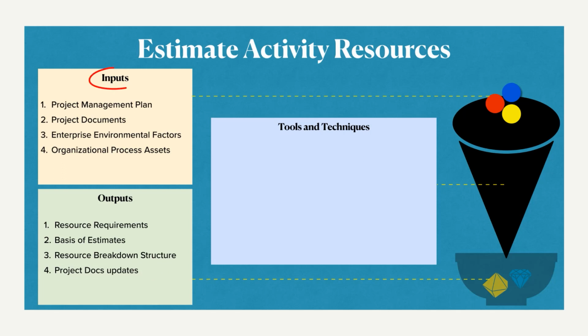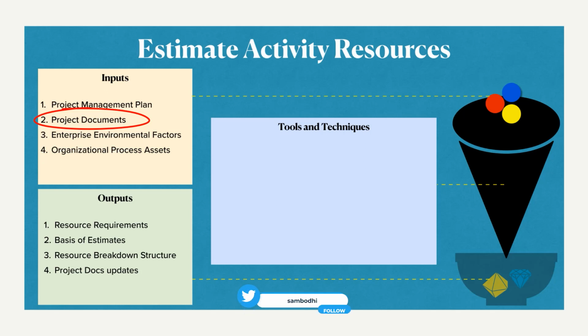So let's see the inputs. The project management plan, of course, an important input for almost all the processes. Here we can make use of the scope baseline, and the resource management plan can be used as a very important input. When we talk about project documents, we can make use of activity list, assumptions log, risk register, resource calendars. We are talking about estimating the resources. So the availability of resources.